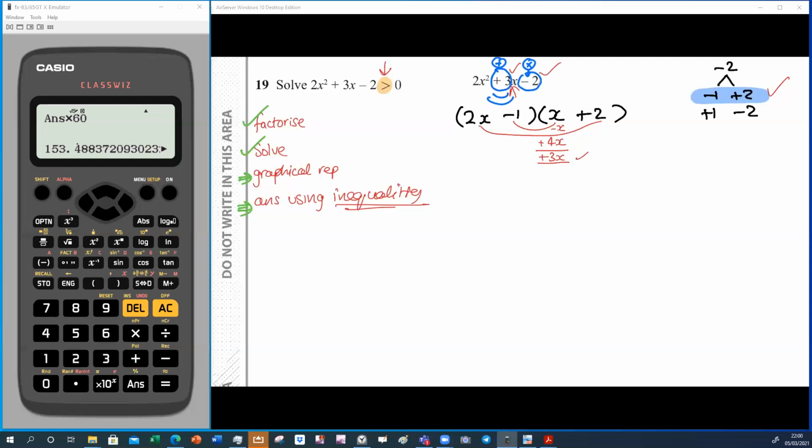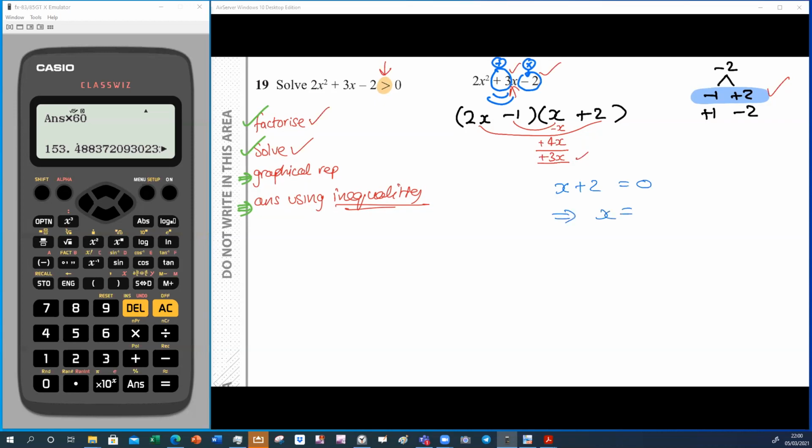Fantastic, lovely. So now we need to solve it. We've done the factorizing, we need to solve it now. Remember, at the moment the inequality will kick in at the end. So what do we do with the x plus 2? You just make that equal to 0, so x equals -2.